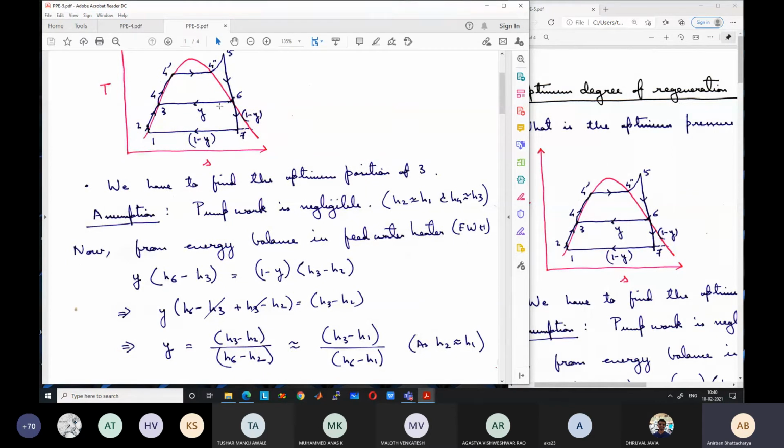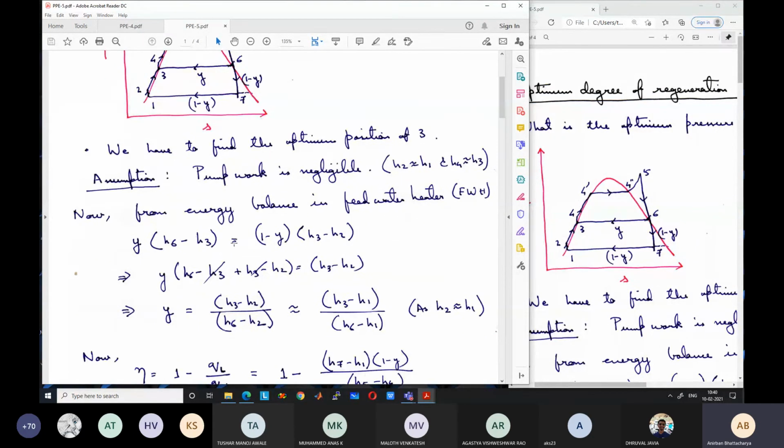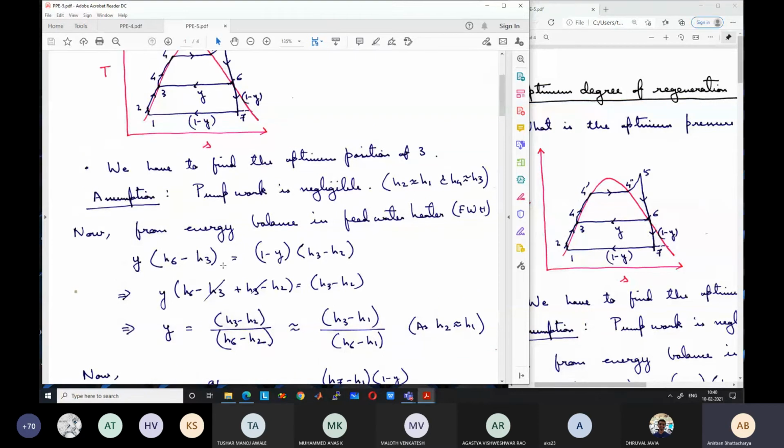We have already done this multiple times, so we know how to do that. The energy lost by the steam is equal to the energy gained by the condenser water which is coming from the condenser. Rearranging the terms, you take the (H3 minus H2) times y to the left side, and you will be left with y into (H6 minus H2) is equal to (H3 minus H2), or y is equal to (H3 minus H2) by (H6 minus H2). Okay, this is the value of y.